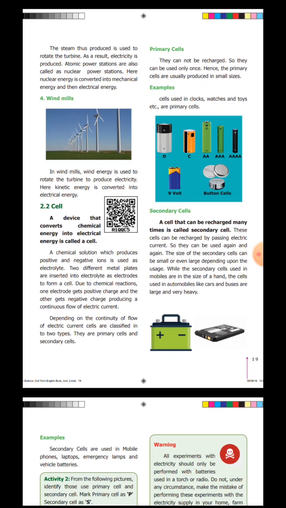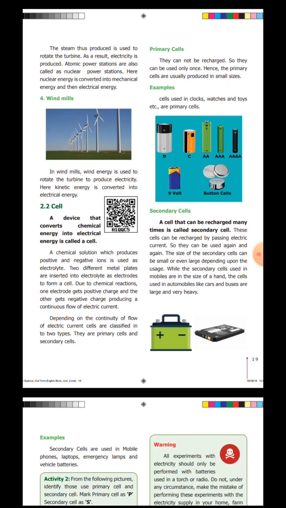Yes. Next. See here. A chemical solution which produces positive and negative ions is used as an electrolyte. Two different metal plates are inserted in the electrolyte as electrodes to form a cell. Due to the chemical reaction, one electrode gets a positive charge and the other gets a negative charge, producing a continuous flow of electric current. So what is an electrolyte, children?